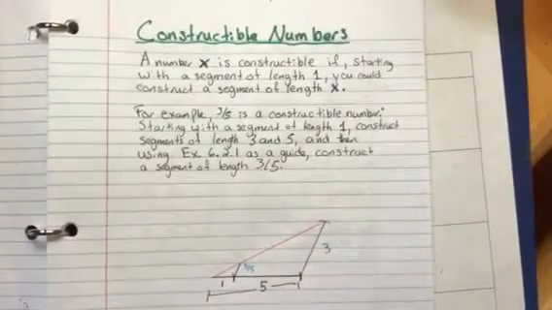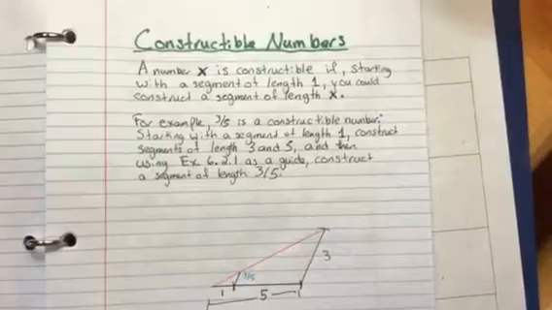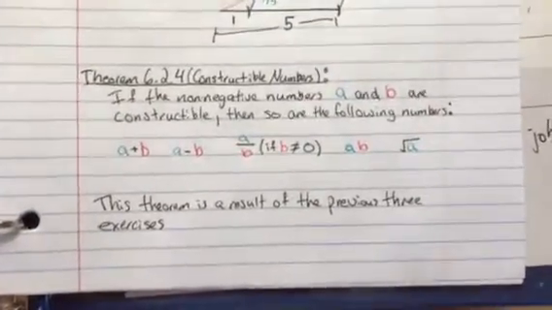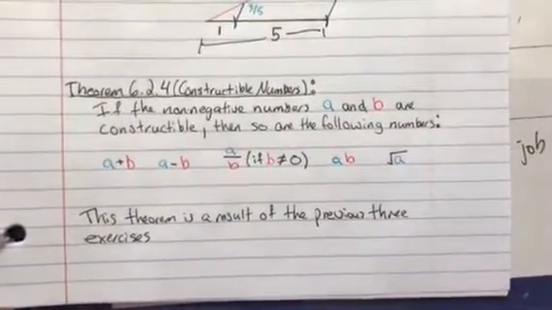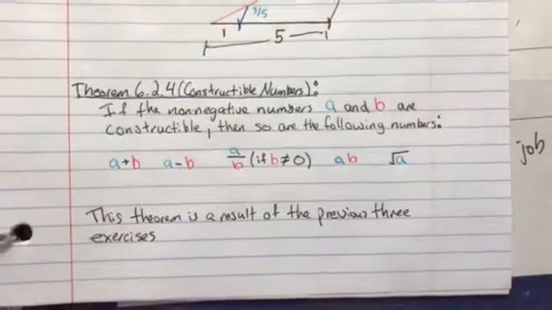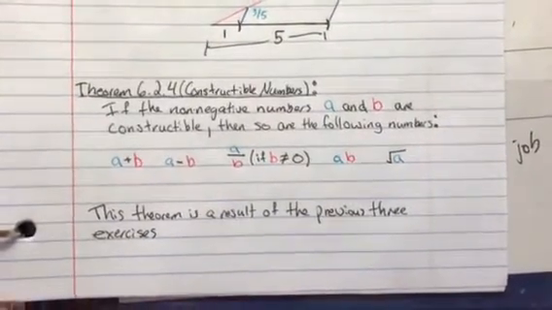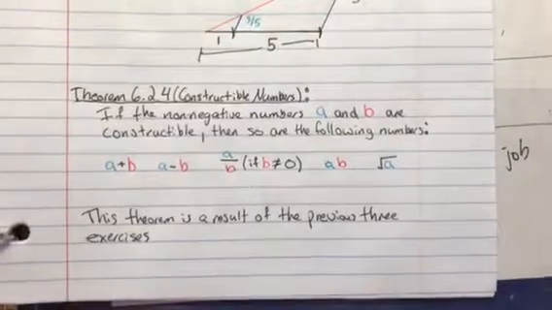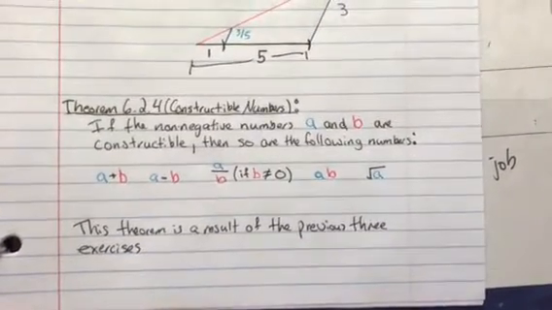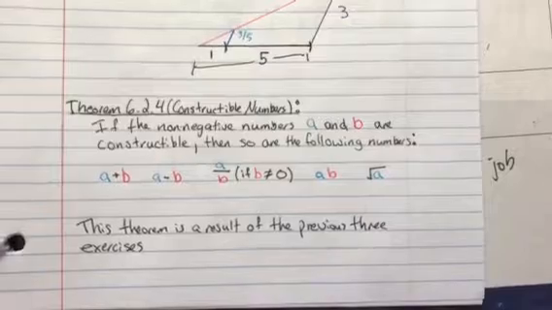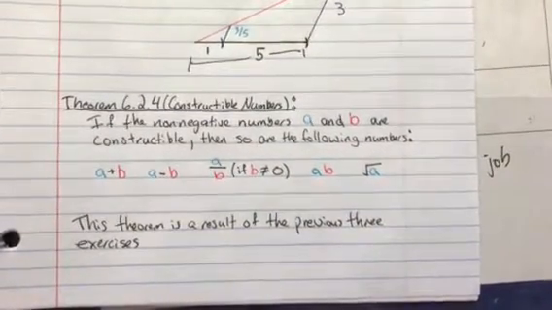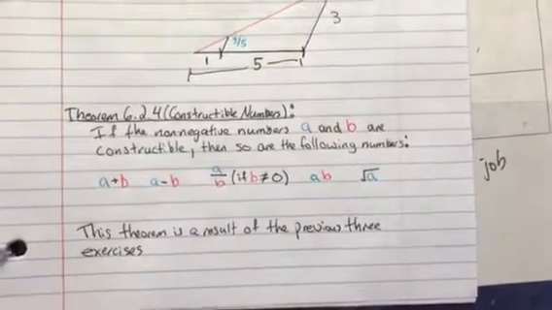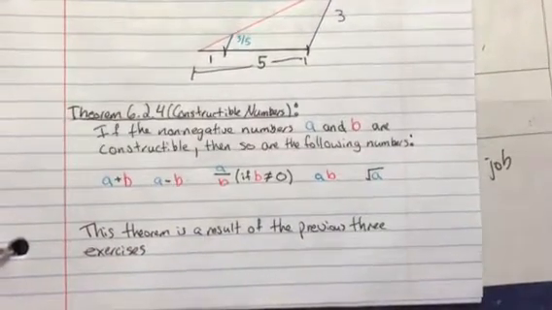Alright, and that brings us to theorem 6.2.4, which is just titled Constructible Numbers. What it states is that if the non-negative numbers a and b are constructible, then so are all of the following: a plus b, a minus b, a over b, as long as b is not equal to 0, because we did only state that a and b are non-negative, so they could be 0. AB, and the square root of a.